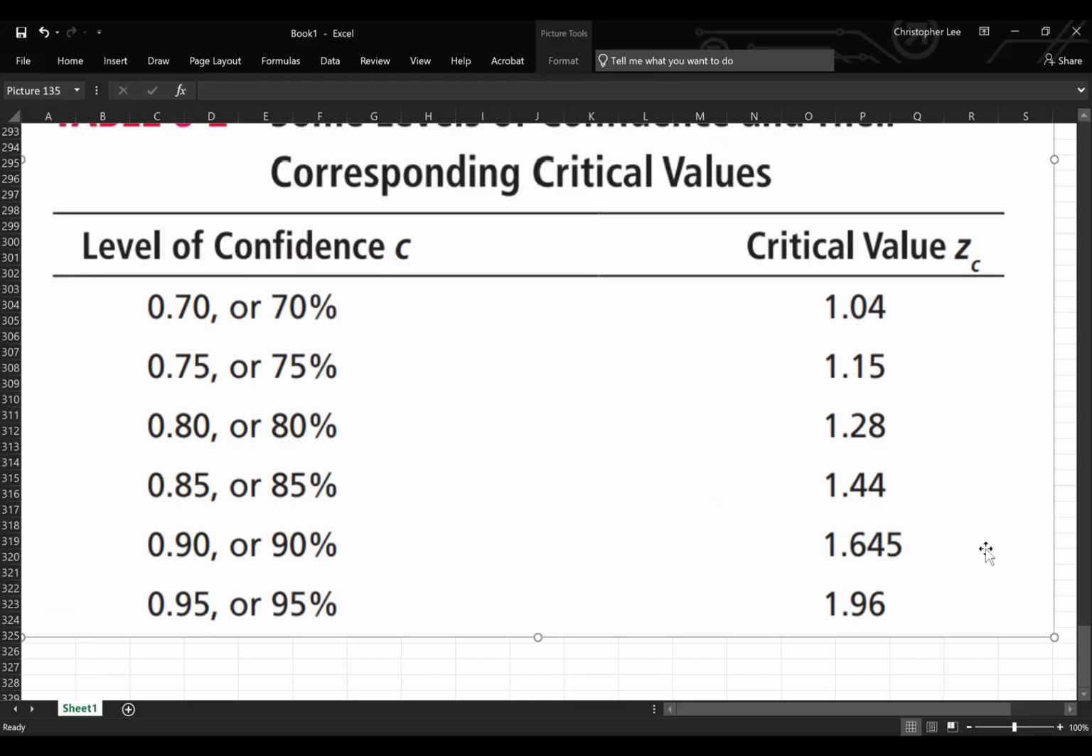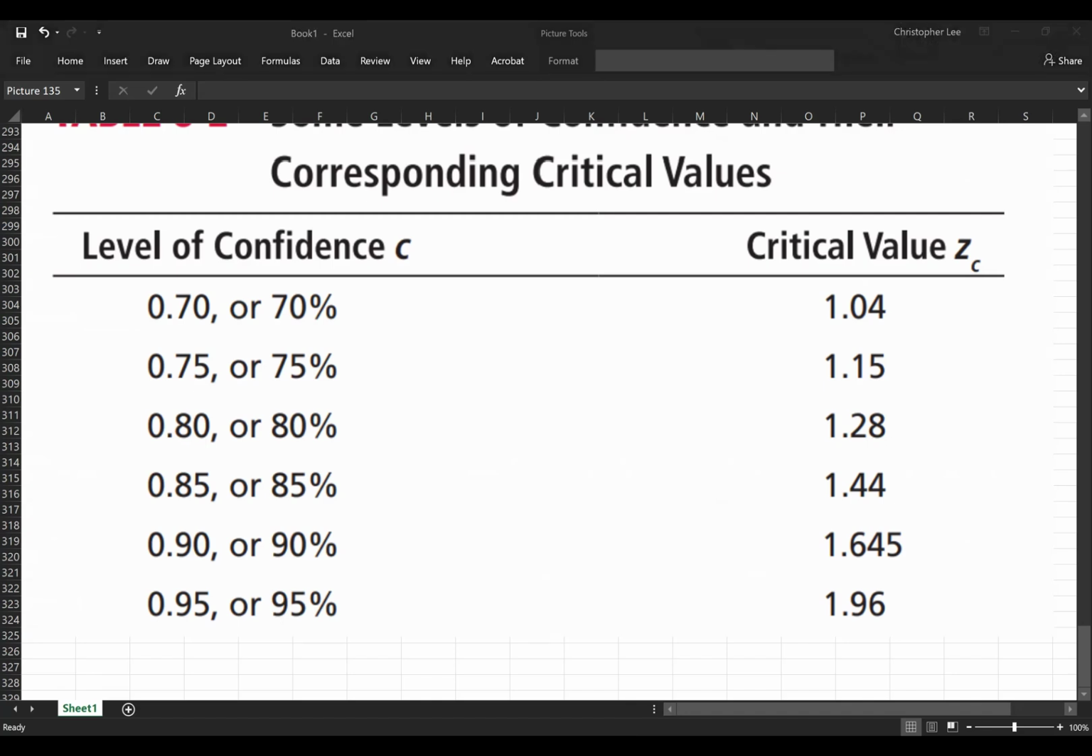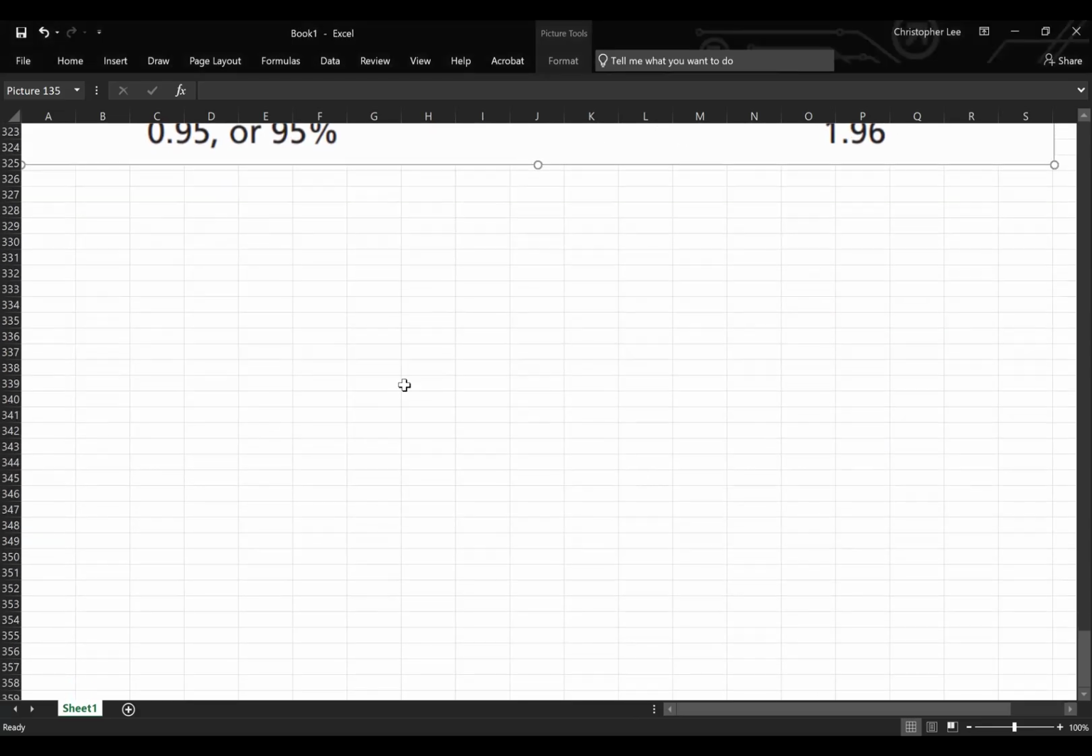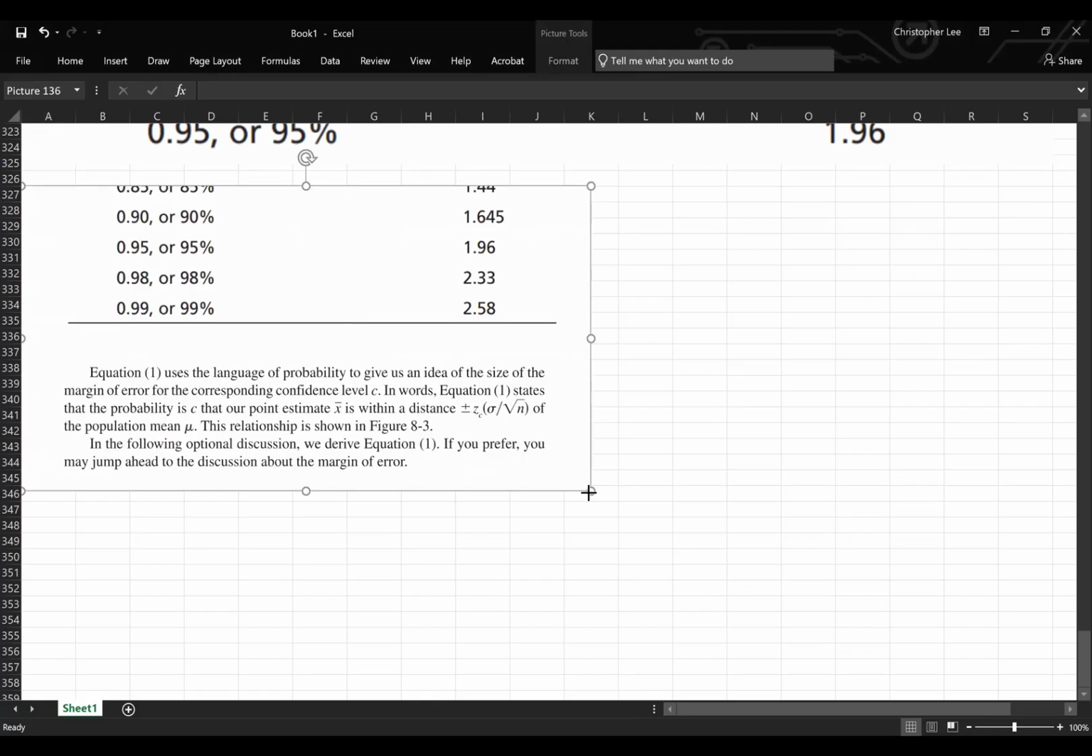But this is just how to find the critical value. I did cut the table off though, so let me give you the rest of the table. You all have this table in your formula sheet. This is the rest of the table that I cut off.